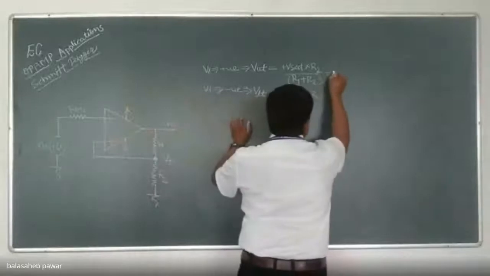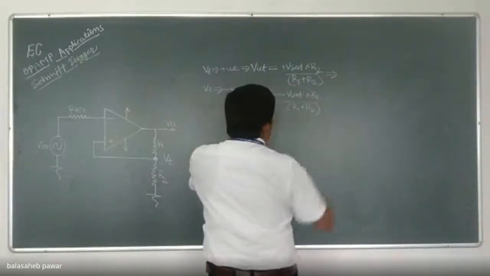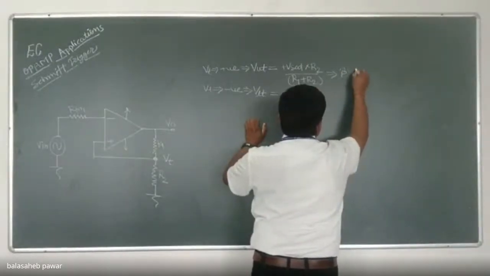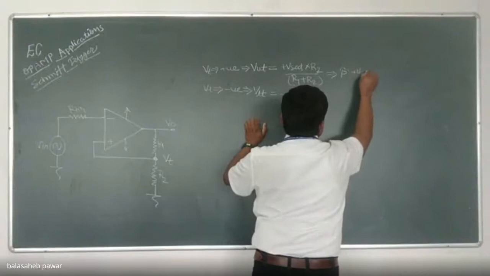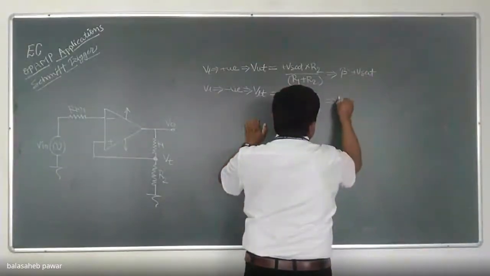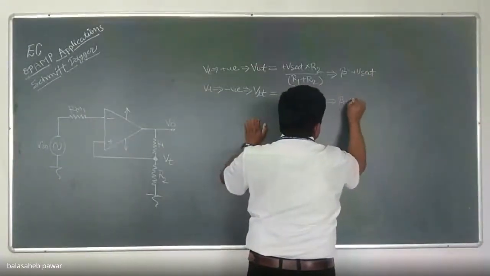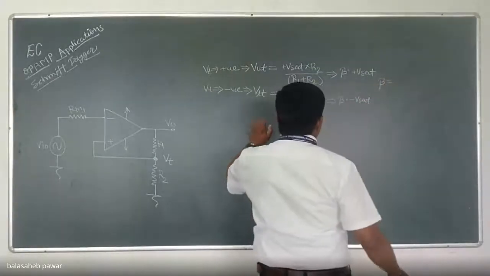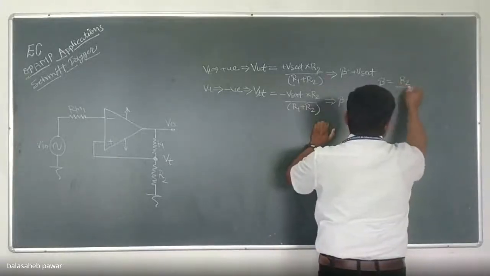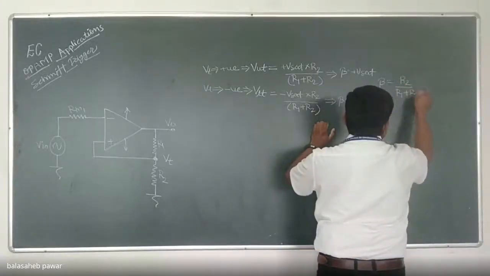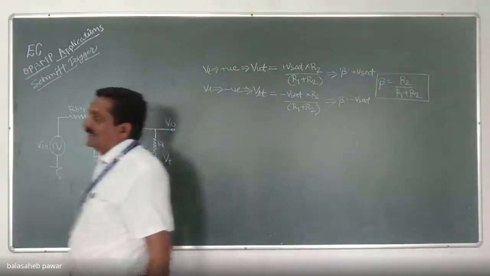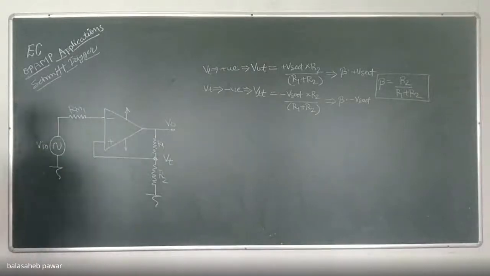The same thing, in short, you can write beta times plus Vsat. And over here, the same you can write beta times minus Vsat. That beta is nothing but the feedback factor, and that is equal to R2 divided by R1 plus R2. So this is known as the feedback factor, beta. Is it clear? Is it okay up to over here?